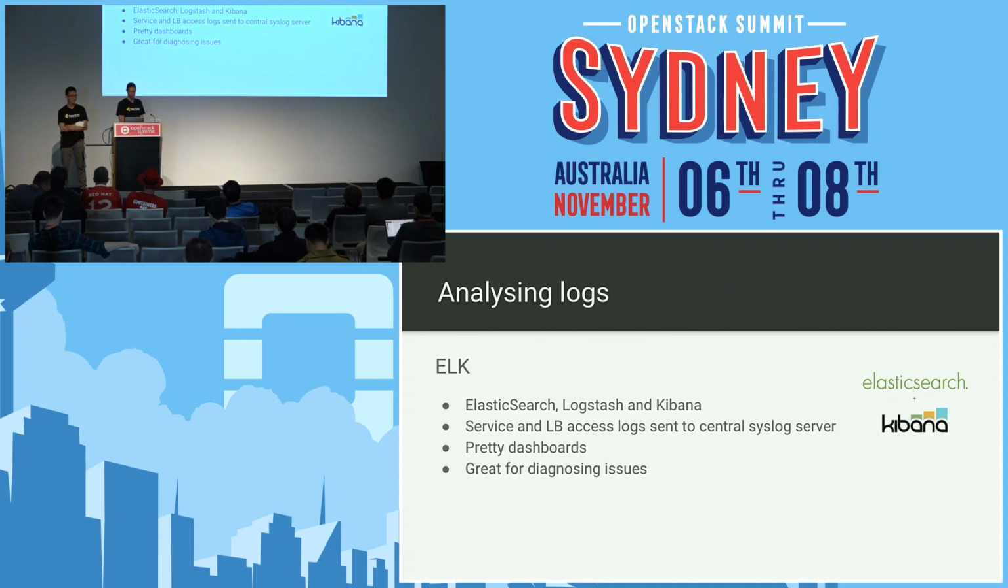So I spoke a little bit about the central logging. We're running an ELK stack, so Elasticsearch, Logstash, and Kibana. We have VPN links that go out from all our hosts to the central logging server, and the logs get delivered over that. Logstash combines all the logs together, puts them into Elasticsearch, and then we can visualize them with Kibana. It gives us pretty dashboards, and it's really helpful for diagnosing issues.